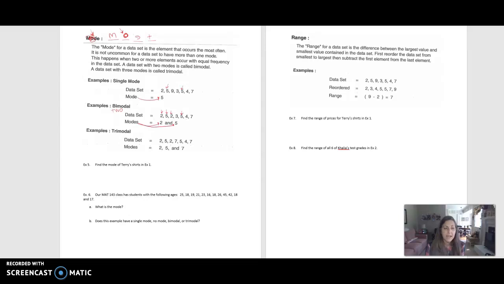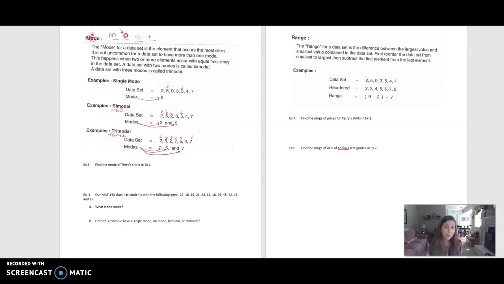Okay. And then the last one, you can have a trimodal set. 2, 5, 2, 7, 5, 4, 7. We have 2 2s. We have 2 5s. And we also have 2 7s. So there are our 2s, our 5s, and our 7s. The modes would be 2, 5, and 7. And this is called trimodal because tri means 3. So you have 3 numbers.